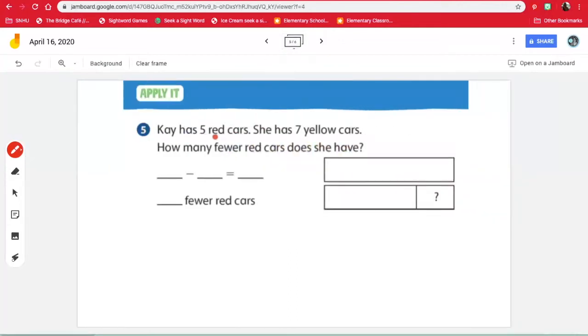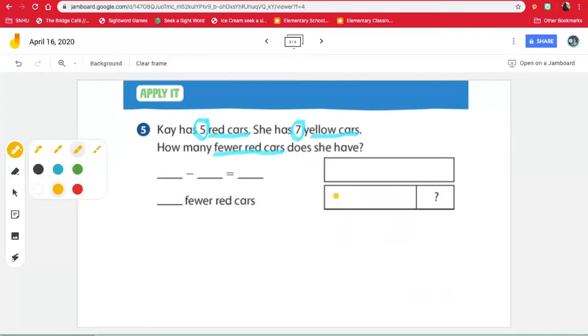Kay has 5 red cars. She has 7 yellow cars. How many fewer red cars does she have? Well, what's the problem about? I see red cars, and there are 5, and yellow cars, and there are 7. And the question's asking how many fewer red cars does she have?